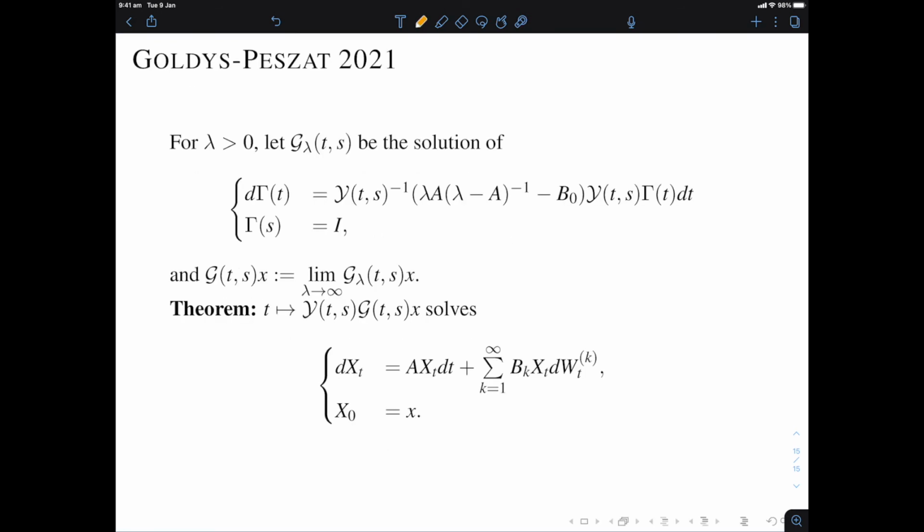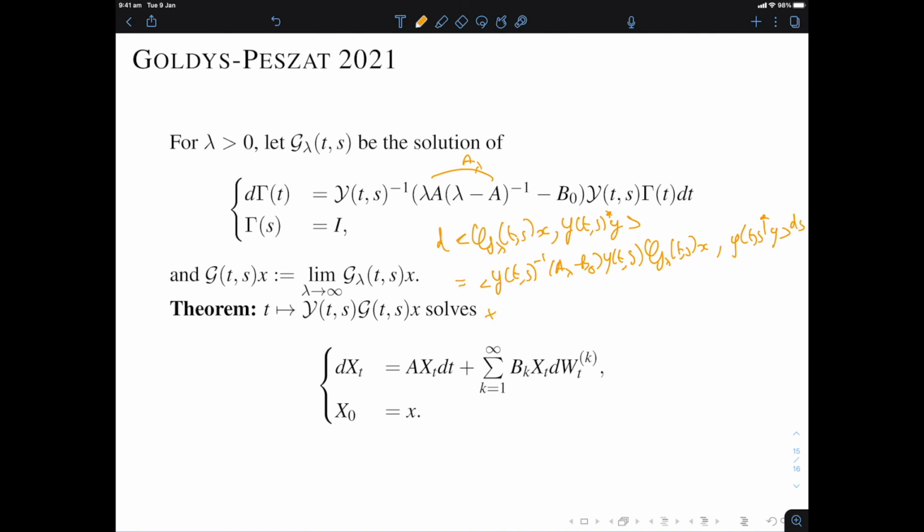So this is done weakly. We look at d of G lambda TS applied to some x, and then on the other side we have Y TS star applied to some y, and we take the inner product in our Hilbert space. When we differentiate the left-hand side of that inner product, given the equation, we get Y TS minus 1, let's call this A lambda, minus B naught applied to Y TS G lambda TS of x. And then this is tested on Y TS star y, ds.